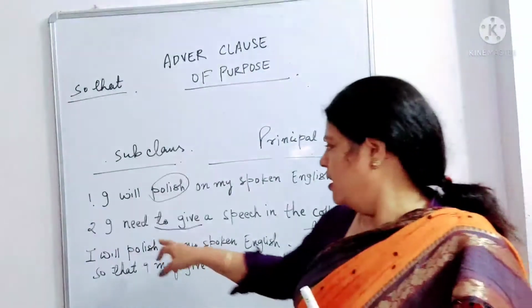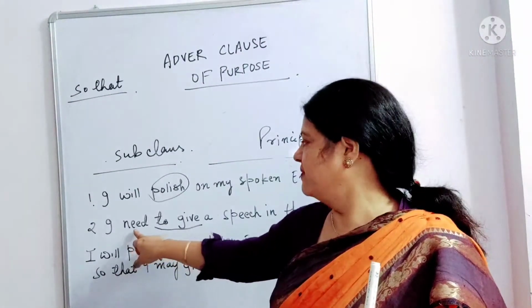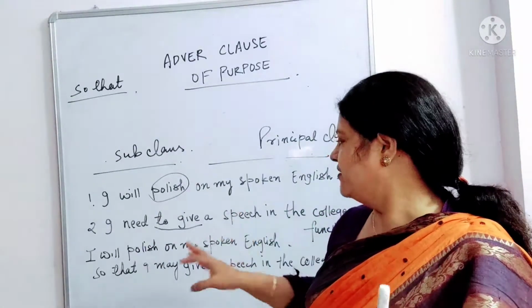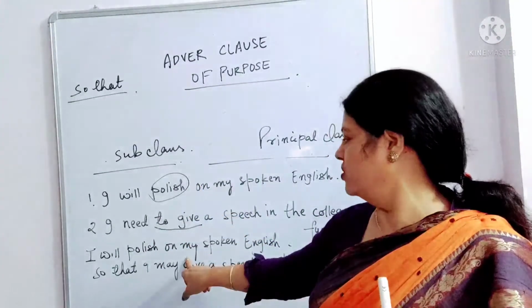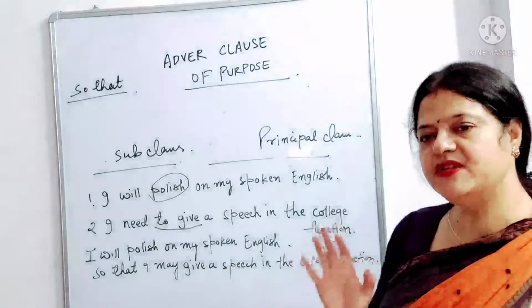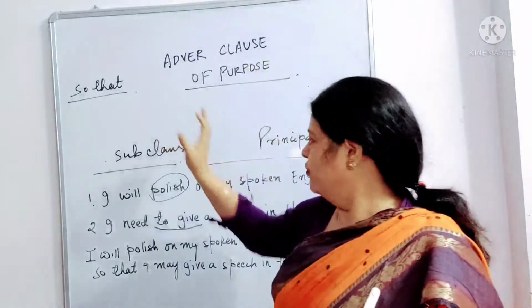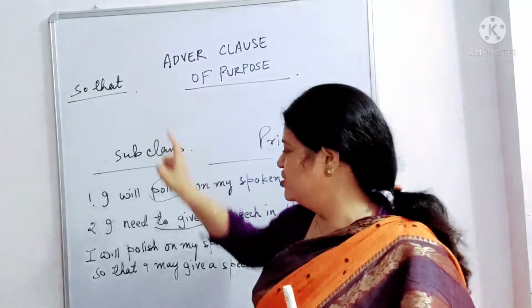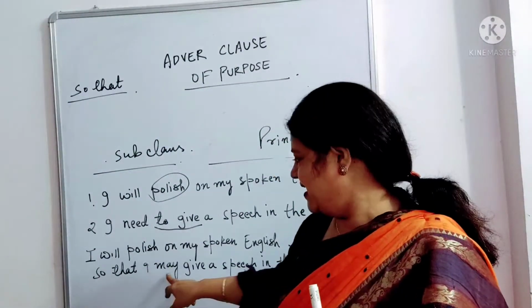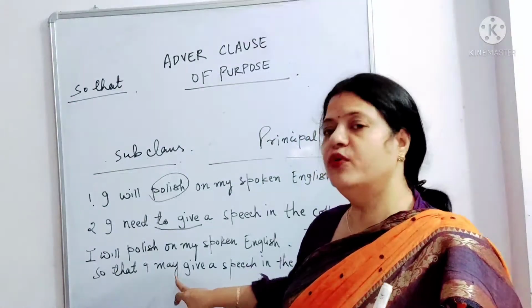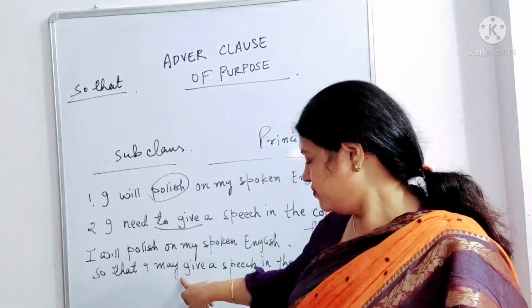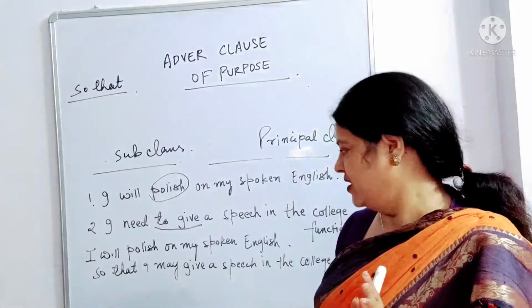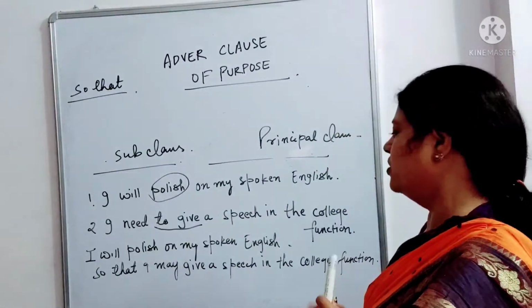Now I have omitted this word I need to give. I have not written this. What I did is, first I wrote this principal clause, and before beginning this adverb clause of purpose, I added the conjunction so that, and then I wrote this modal verb may, and then I added this verb. May give a speech in the college function.